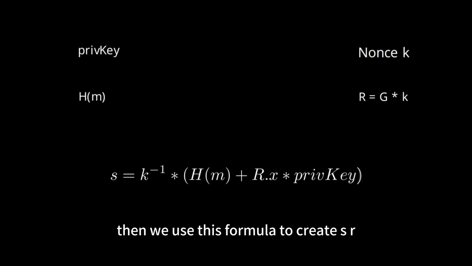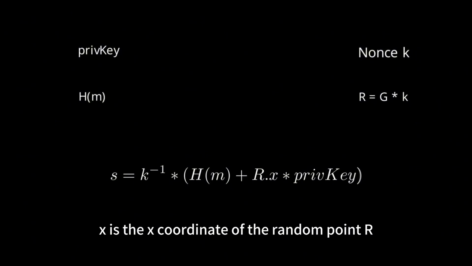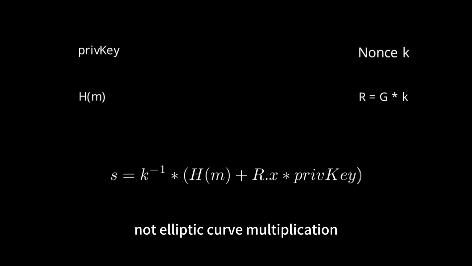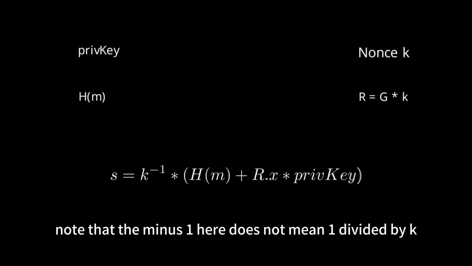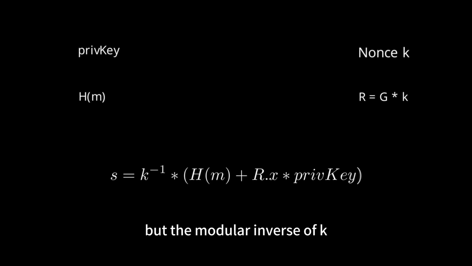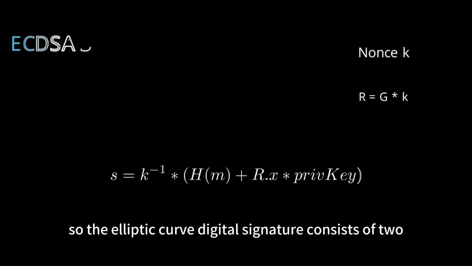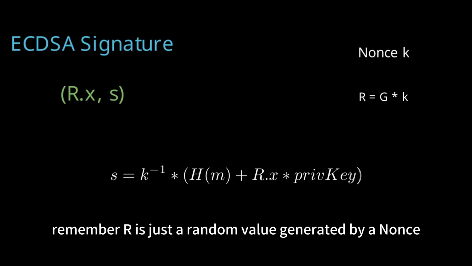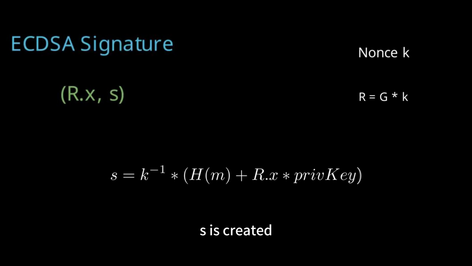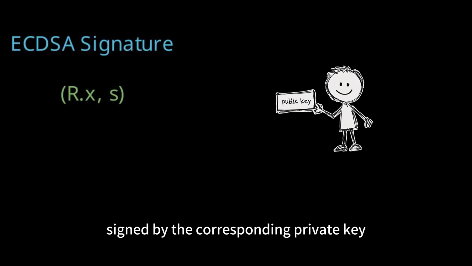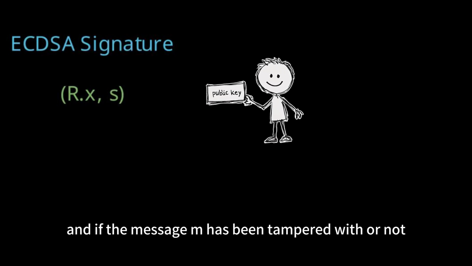Then we use this formula to create s. Rx is the x-coordinate of the random point r. This formula uses regular multiplication and addition, not elliptic curve multiplication. Note that the -1 here does not mean 1 divided by k, but the modular inverse of k. Once we have both r and s, we can combine them to form the final signature, rs, so the elliptic curve digital signature consists of two variables, r and s. Remember, r is just a random value generated by a nonce. After the signature, rs, is created, the verifier can use it along with the public key to check if the message was indeed signed by the corresponding private key, and if the message m has been tampered with or not.